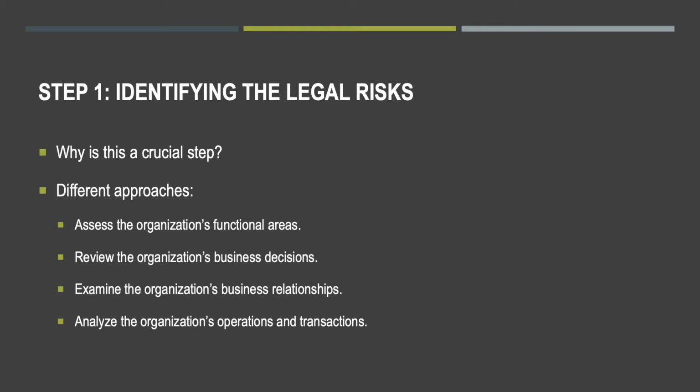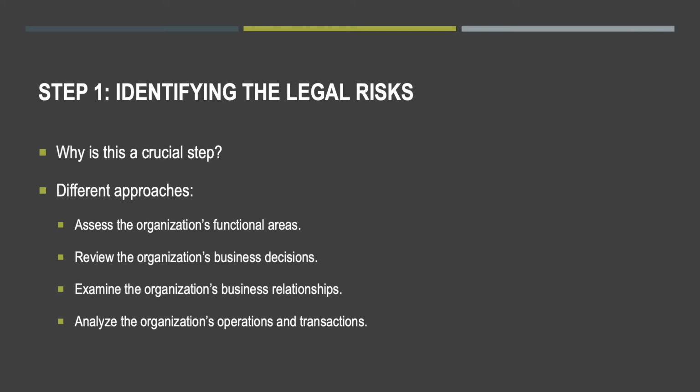So step 1 is identifying the legal risks. This is the most critical step. Your goal here is to be reasonably certain that no major risks have been overlooked. You probably won't ever catch them all, but you should be aware of the biggest and most common risks in your type of business operation. So how do we do this? What kind of analysis can we do in order to identify the legal risks?